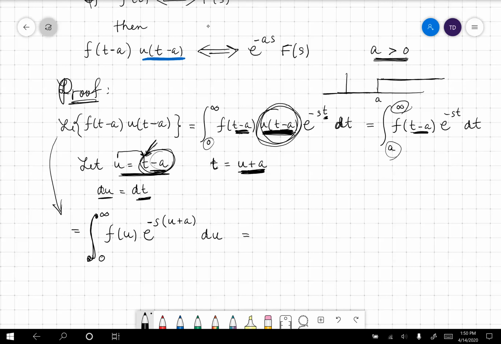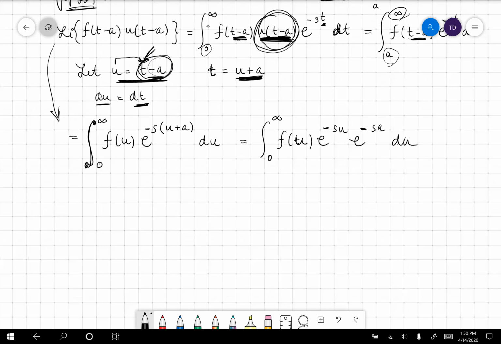I'm going to manipulate some mathematics, 0 to infinity, f of u, e to the minus su, e to the minus sa, du. What is a constant inside of that integral with respect to u? The e to the minus sa. I'm going to bring that out. The rest of it, 0 to infinity, f of u, e to the minus su, du.